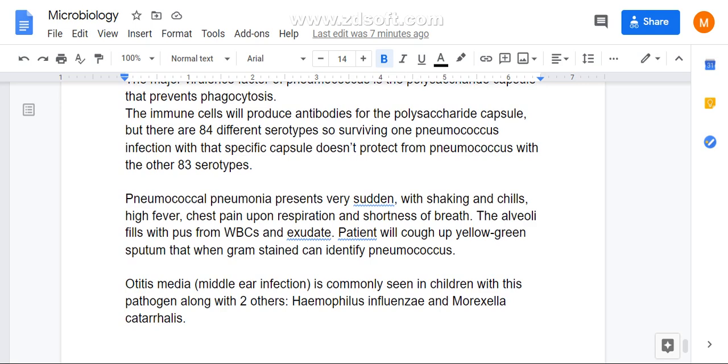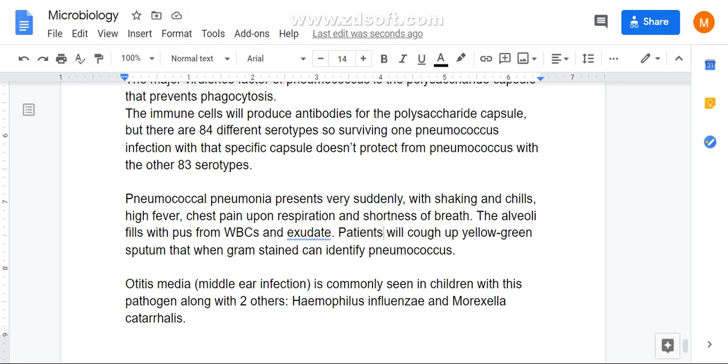Okay, so pneumococcal pneumonia presents very suddenly with shaking and chills, high fever, chest pain upon respiration, and shortness of breath. So the alveoli fill with pus from the white blood cells and exudate. Patients will cough up yellow-green sputum or phlegm that, when gram stained, will be able to identify the pneumococcus.